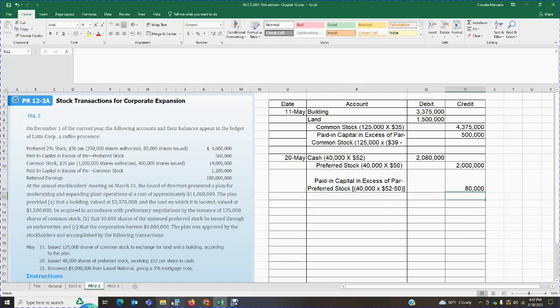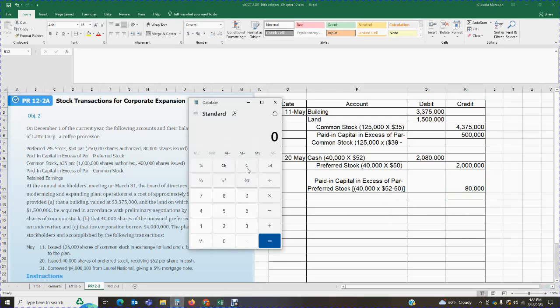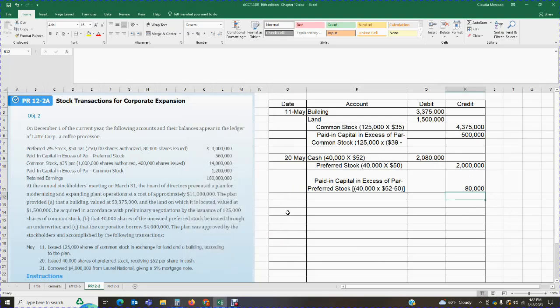Remember, we issued 40,000 shares. The par was $50. That's $2 million. But these people paid 40,000 times $52, $2,080,000. So the difference between the par value and what was paid is that paid in capital in excess of par of $80,000. So that happened on the 20th.